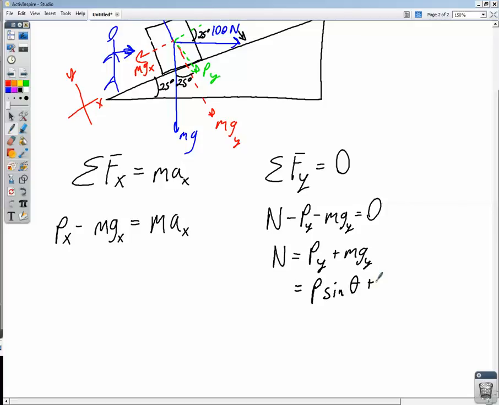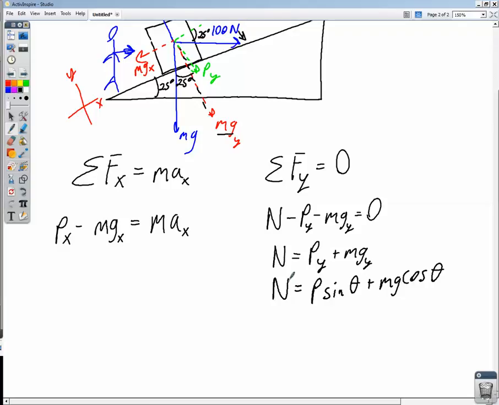And mgy is this red vector right here. And we see that it is the side adjacent to that 25-degree angle. So side adjacent is going to be cosine. So we've got mg, that's the hypotenuse, times the cosine of theta. That's going to equal my normal force.